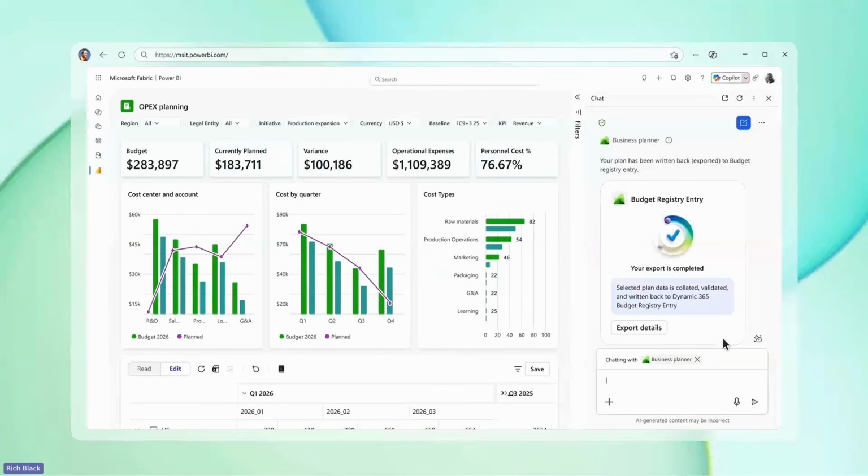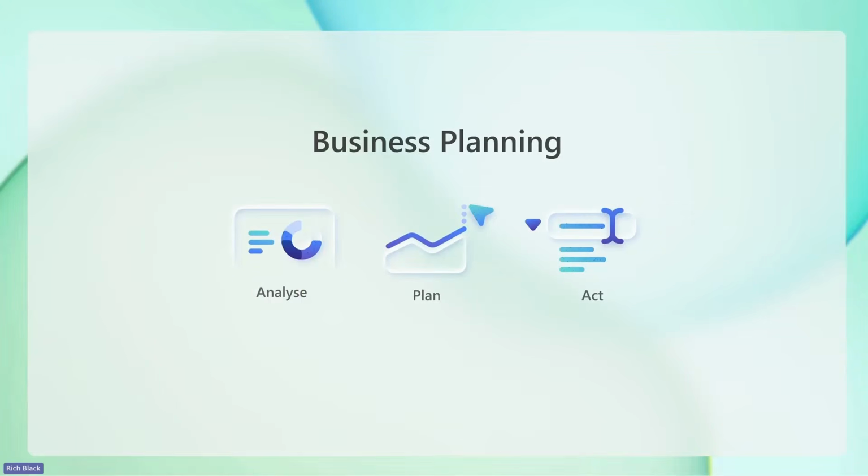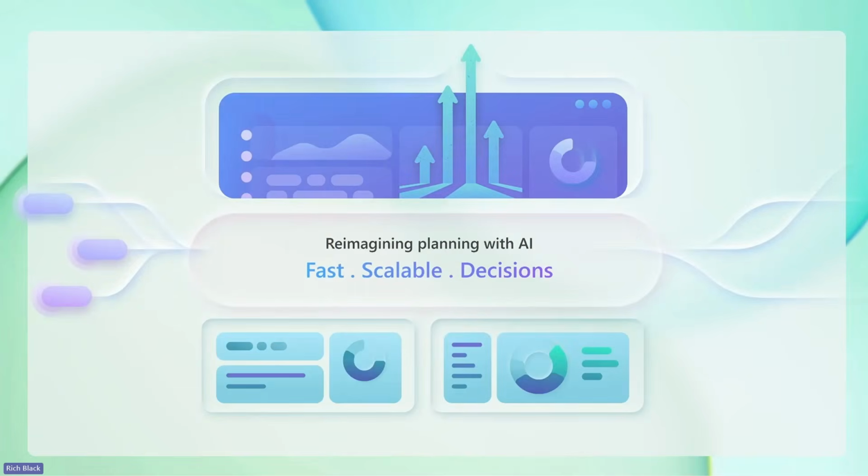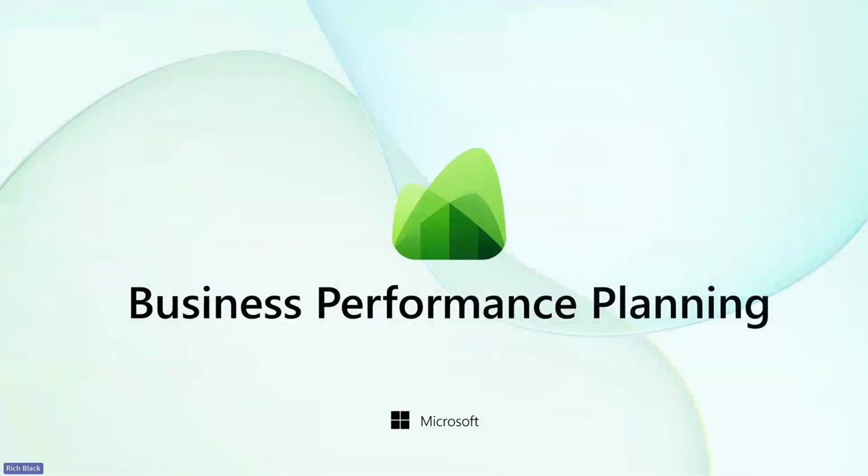Planning shouldn't be slow, disconnected, or reactive. With BPP's new AI and agent capabilities, we're reimagining how planning works. Fast to start, powerful to scale, and built for the decisions that matter. The future of planning is not just intelligent, it's agentic, coming to business performance planning.